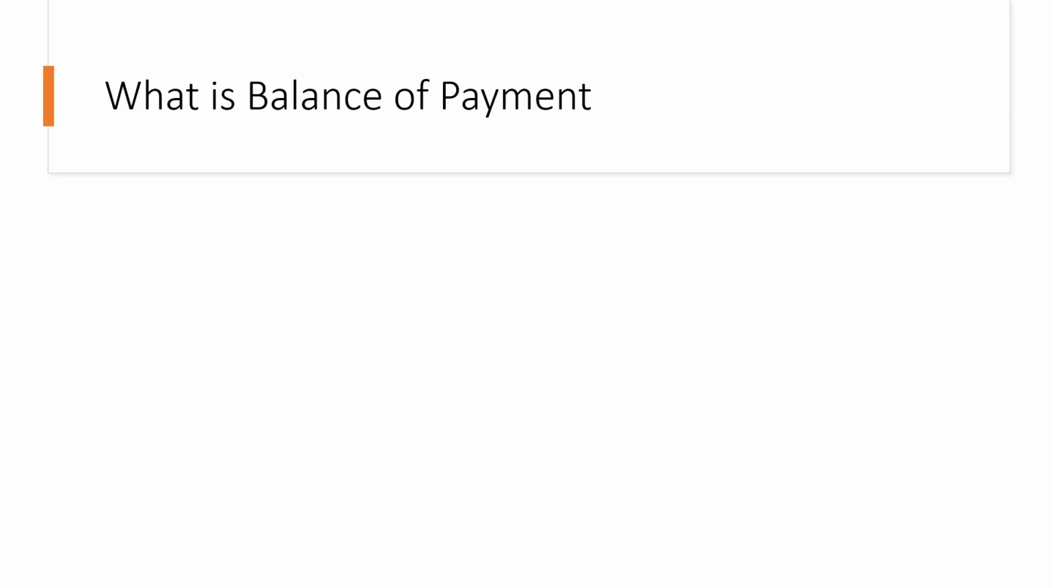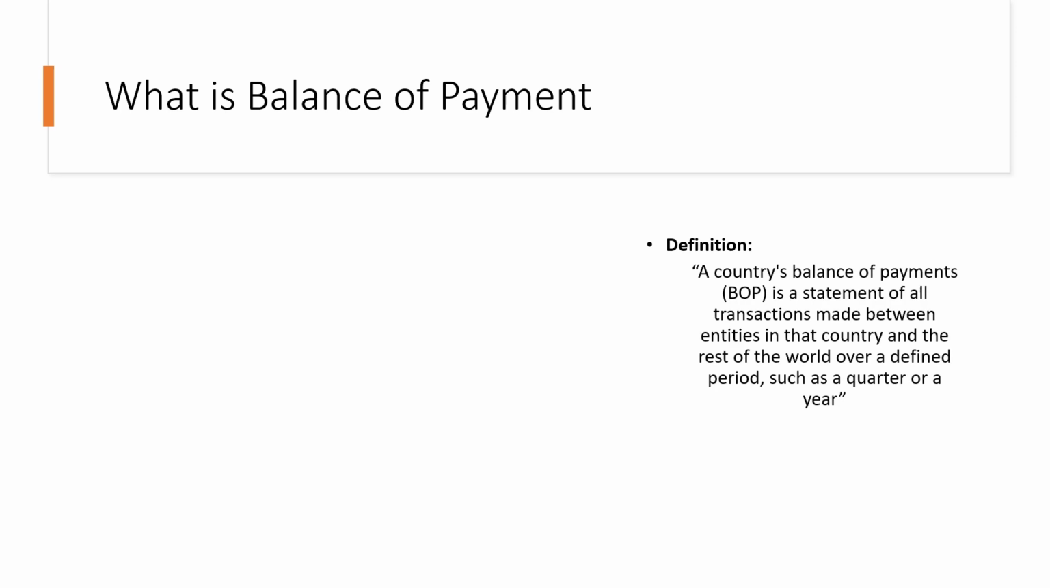So starting with the concept of balance of payment, what is this concept? Here is a very simple and easy to understand definition of balance of payment. A country's balance of payments is a statement of all transactions made between entities in that country and the rest of the world over a defined period, such as a quarter or a year. Or if I try to simplify it, it is simply the imports and exports of a country. We all know that countries are involved in trade and they do trade with the other countries. They import some goods and then they export some goods. So the statement that shows the transactions of the imports and exports, this is called balance of payment.